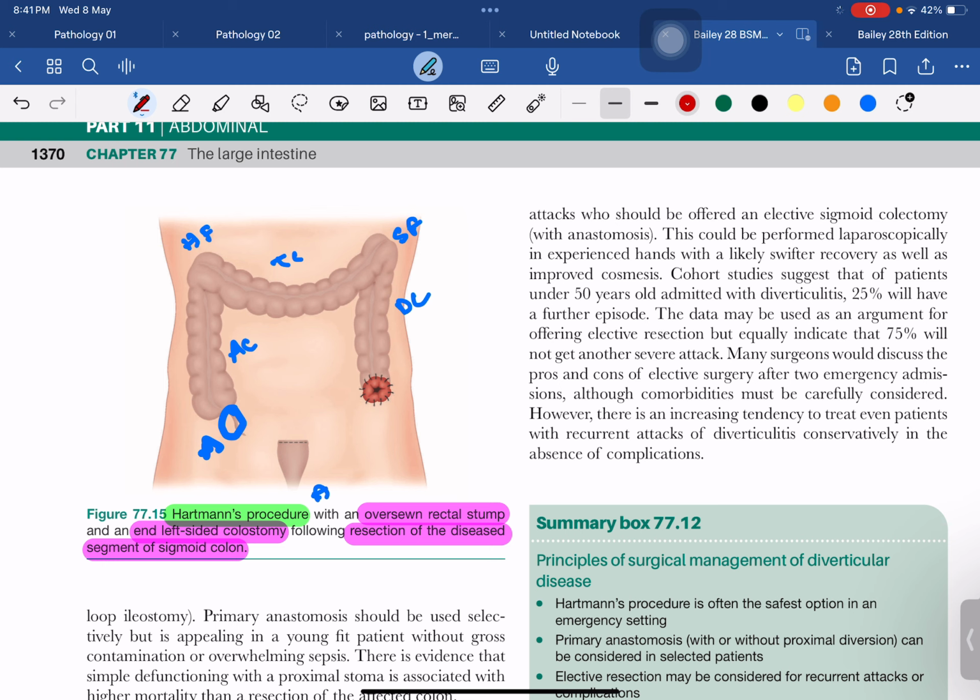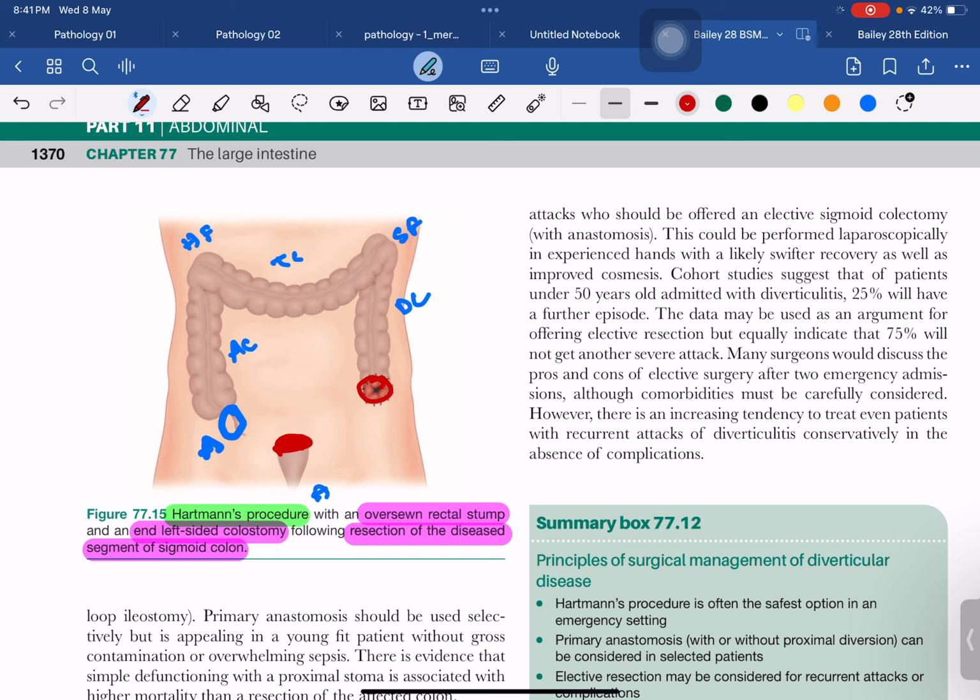The second step is the closure of the rectal stump. That means there is a distal loop, and we have to close the distal loop. And finally there is the colon, so finally there is the left-sided end colostomy. So this is the Hartmann procedure.